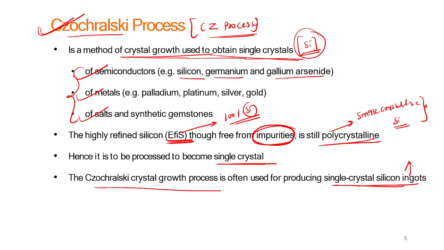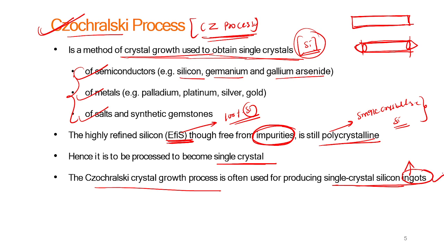ingots. Ingots means, I will tell you, suppose you take a pencil and sharpen it on two sides, how will it look? This is an ingot: like two cones, on two sides, and one cylinder. We'll discuss what these ingots are, don't worry. So through the CZ method, you are getting single crystalline silicon ingots. Okay, remember ingots.